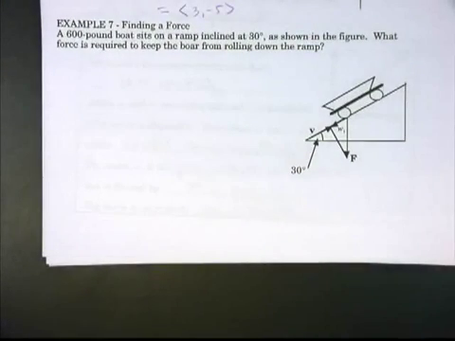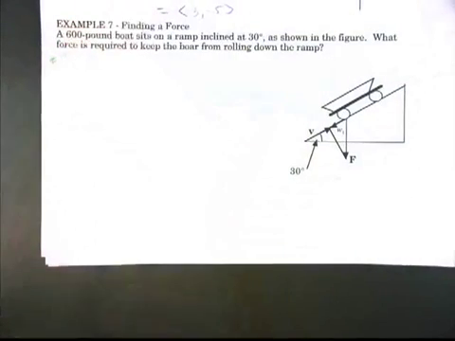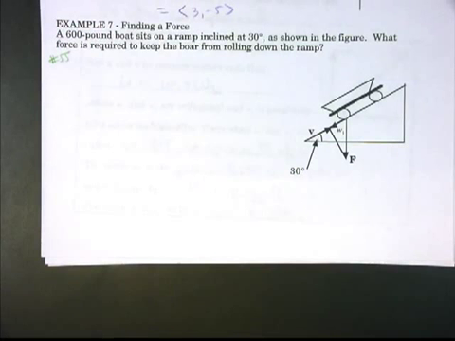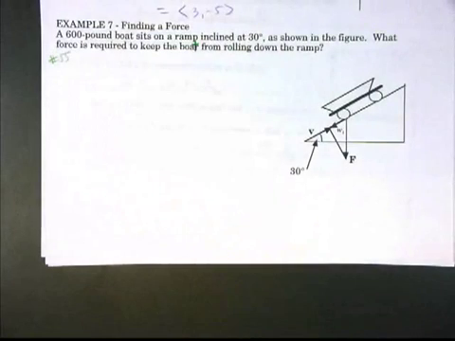Example number 7 is actually number 55 in our homework. A 600-pound boat sits on a ramp inclined at 30 degrees. What force is required to keep the boat from rolling down the ramp?